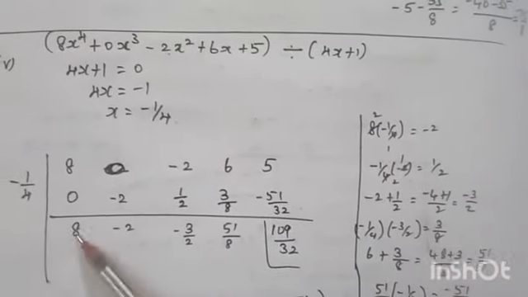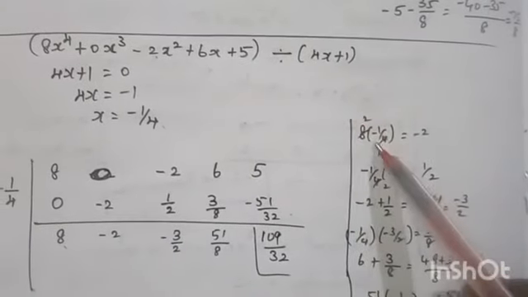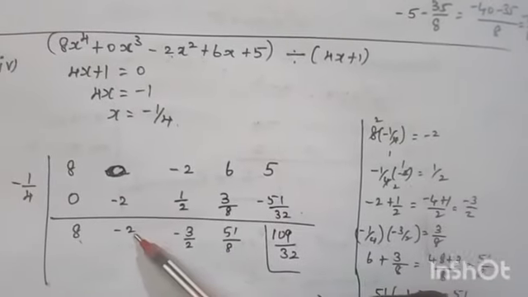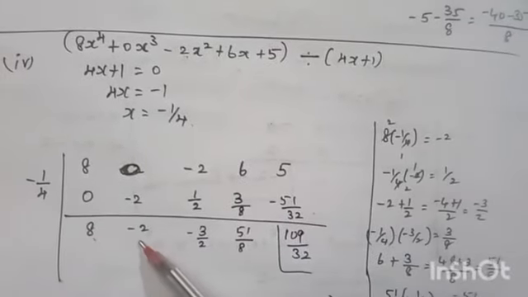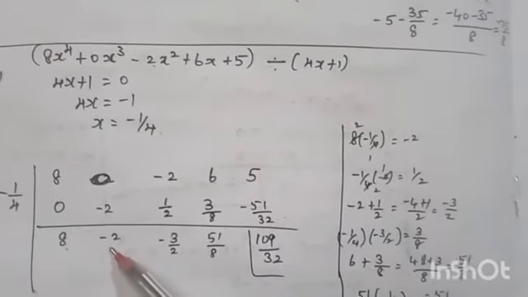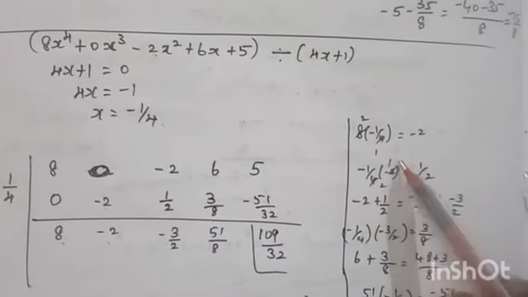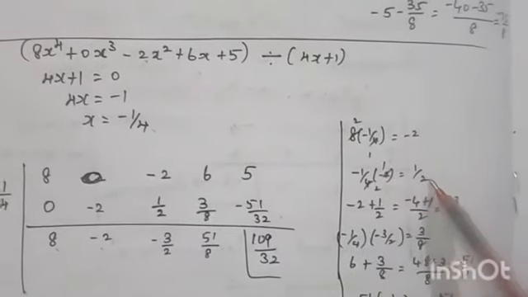That is 8 into minus 1 by 4. 1 4 is 4, 2 4s are 8, so minus 2 right here. Now add these two: minus 2. Then minus 1 by 4 into minus 2. Both are negative, so the product value is positive. 2 2s are 4, one time, so minus into minus is plus. So it is 1 by 2.